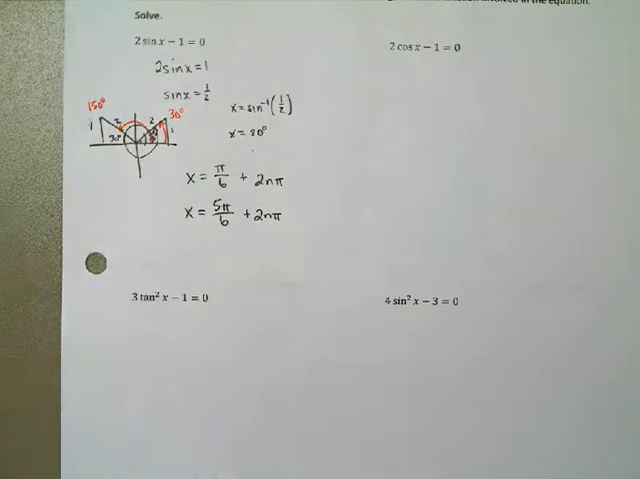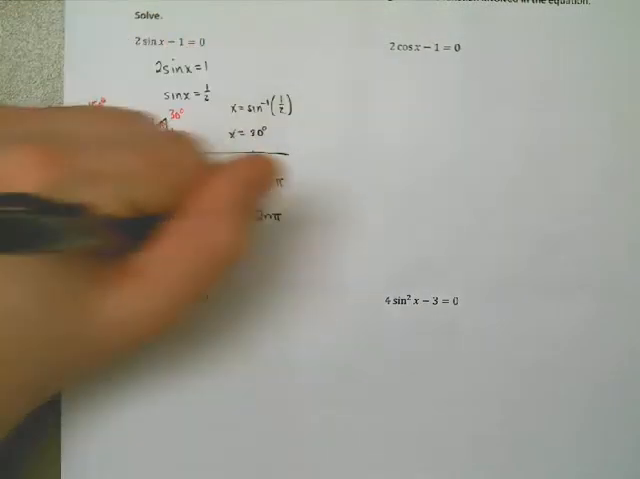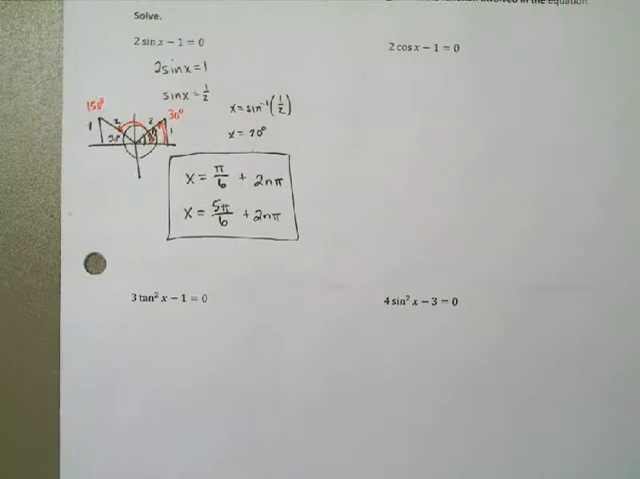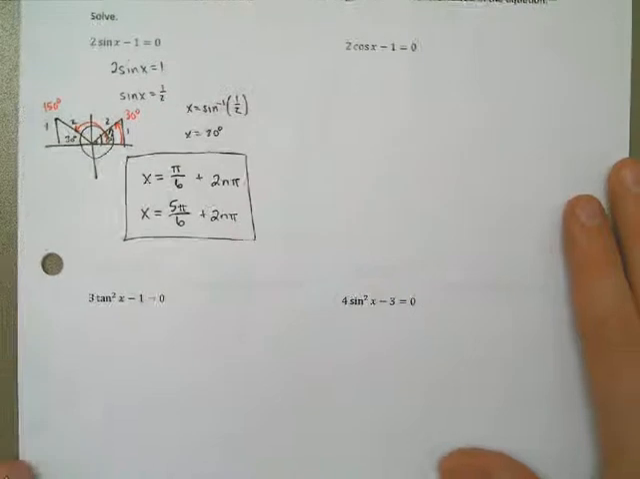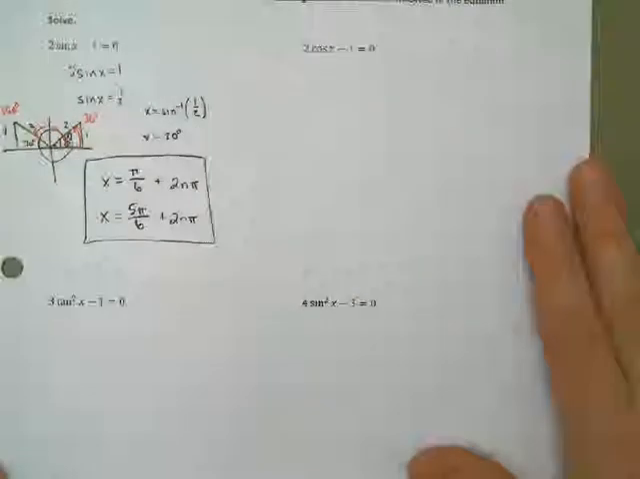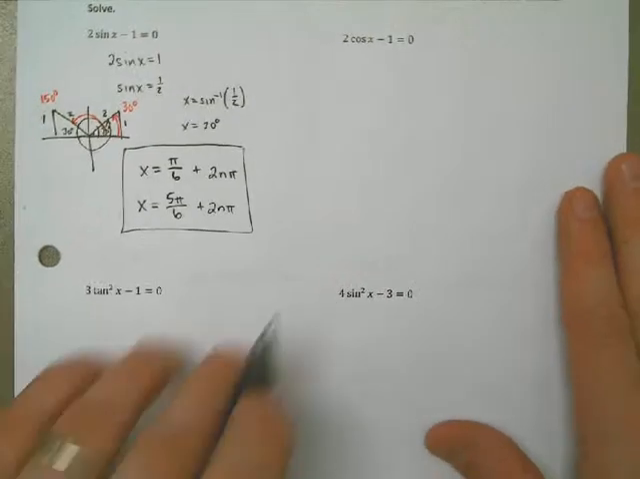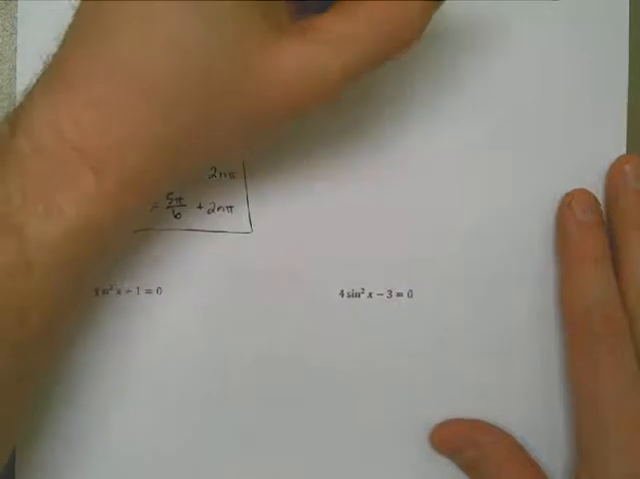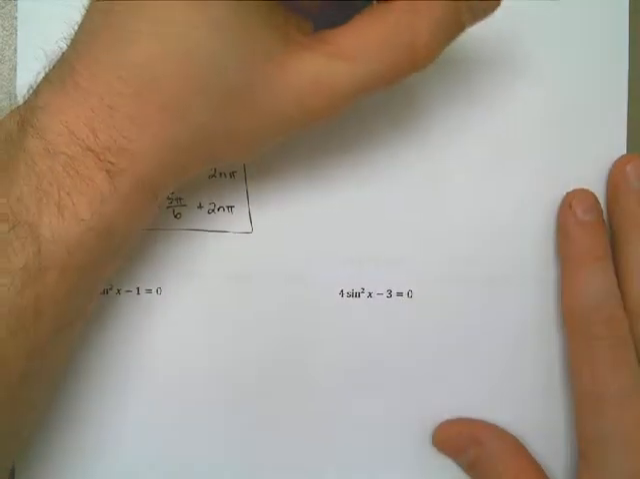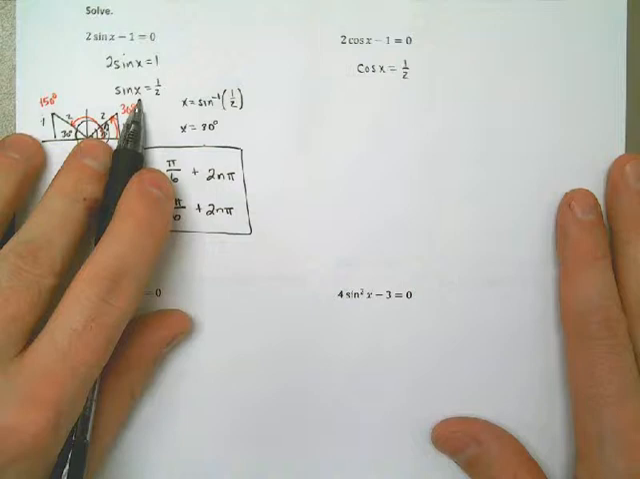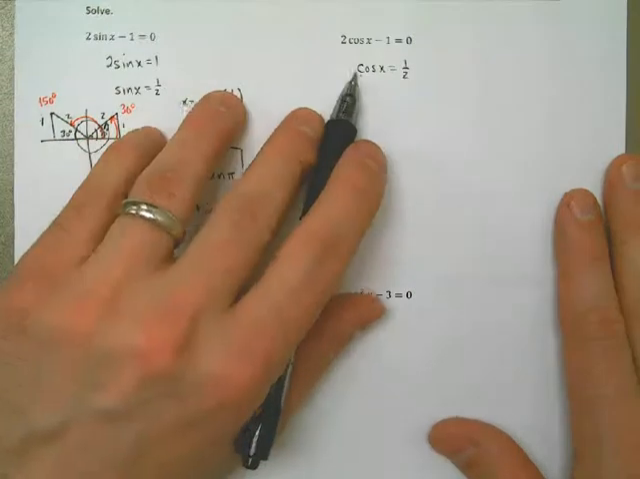Let's take a look at the one on the right. Same problem, except this time it's cosine, right? So I would solve this and work through everything, and it would turn out that cosine of x is equal to 1/2, just like we got sine of x is equal to 1/2. So I'm looking for quadrants in which the cosine is a positive value. According to All Students Take Classes, that's going to be the first quadrant and the fourth quadrant.